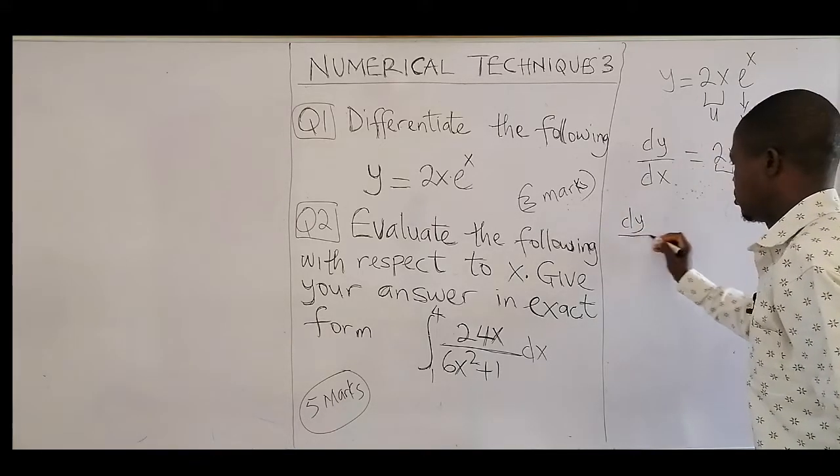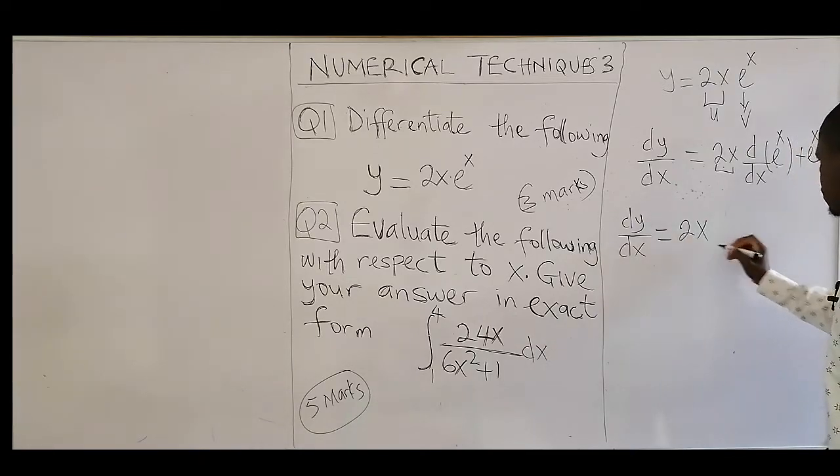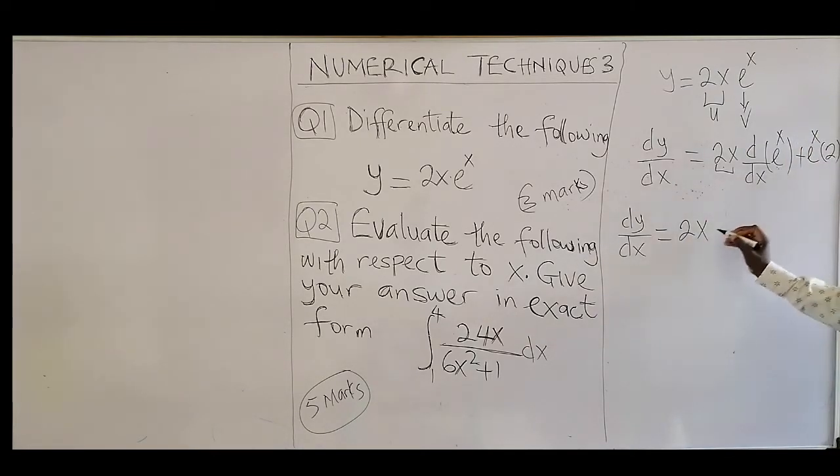So the final conclusion will be equal to 2x. If you differentiate exponential, it will give you back the function, because the derivative of this power here is 1. So, and then plus 2e^x. So that's that on that question.